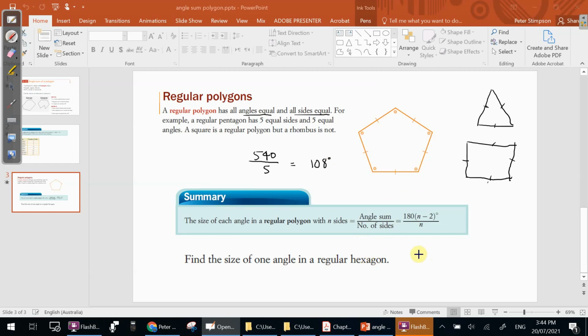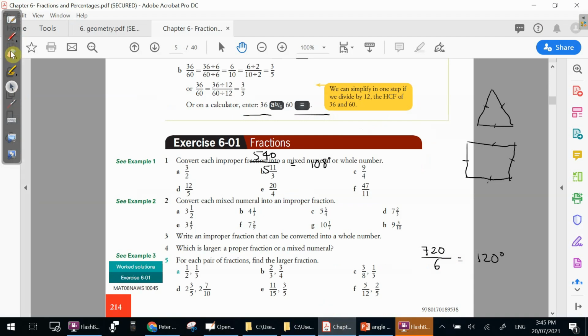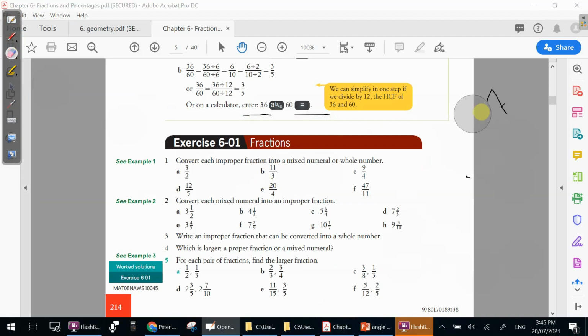Hexagon, 6-sided figure. Angle sum of that is 720 over 6. That equals 120 degrees. So each angle in a hexagon is 120 degrees. So that's how you work that one out. Now, let's go back to the textbook and see what else it has for us. I'll just get rid of all this.